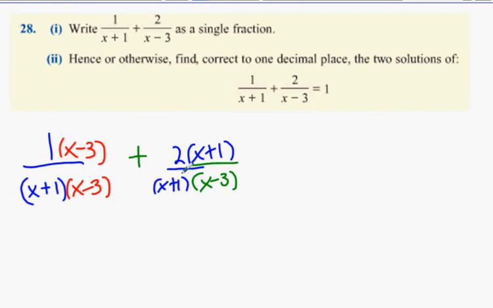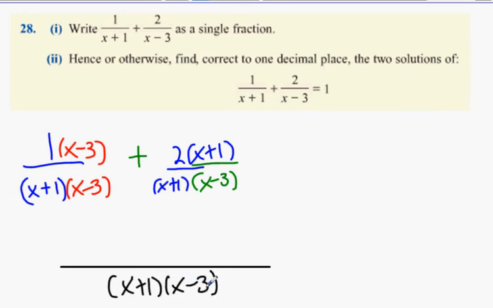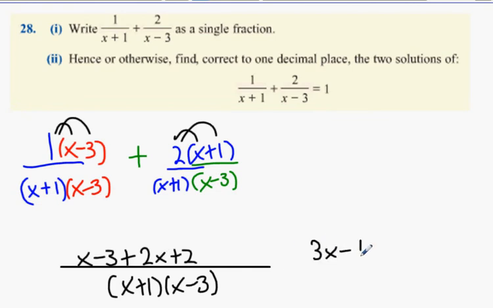Is that right? Now, what can we say about the denominators now? They're the same. Can we cross them out? There's no equals. It's not a solved question. You cannot cross out the bottom. Now, multiply out x minus 3 plus, multiply this out, 2x plus 2. And then what we're going to get is 3x minus 1 all over x plus 1, x minus 3. You okay with that?